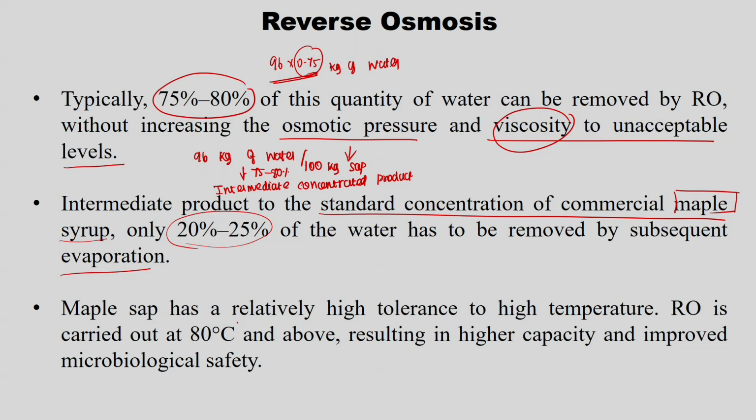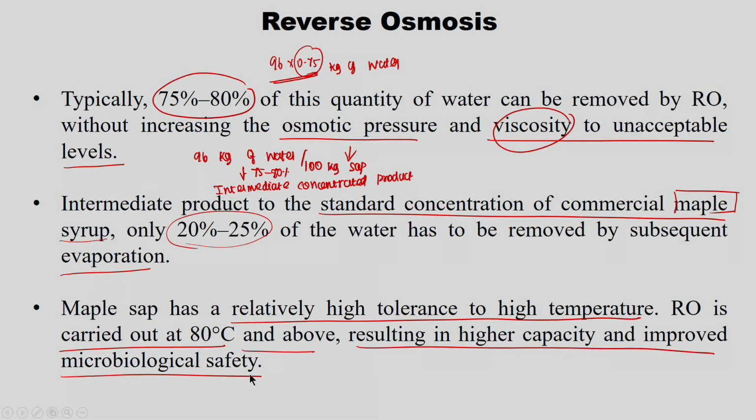The maple sap has relatively high tolerance to high temperature. So, in that case RO is carried out at 80 degrees centigrade and above, resulting in higher capacity and improved microbiological safety. So, this food is tolerant to temperature. So, the RO process is carried out at a higher temperature, which is nothing but 80 degrees centigrade, which gives us a microbiologically safe food with higher capacity.